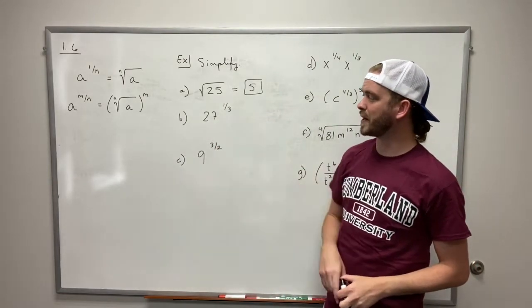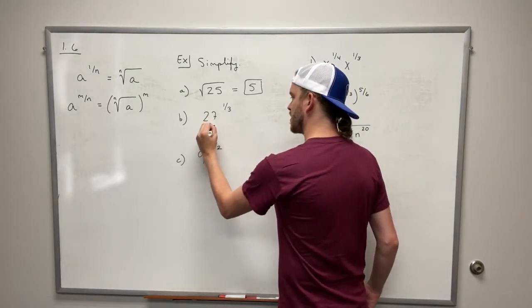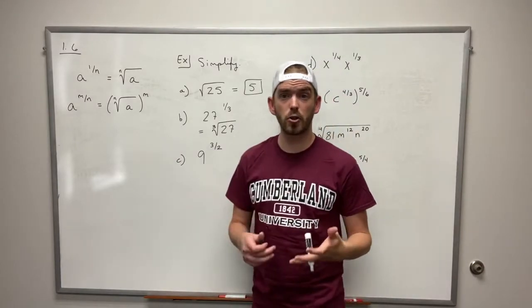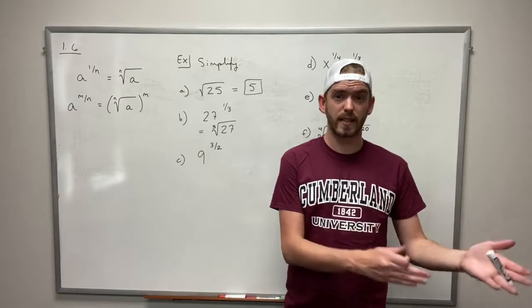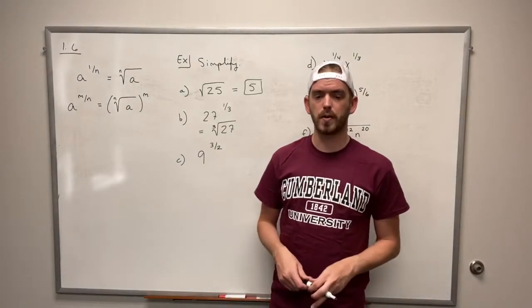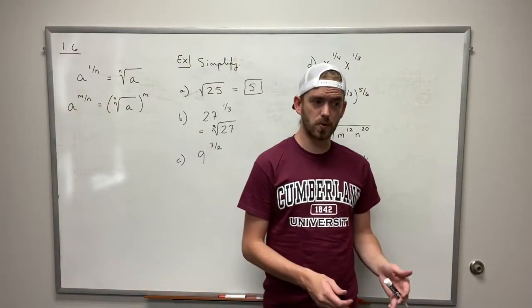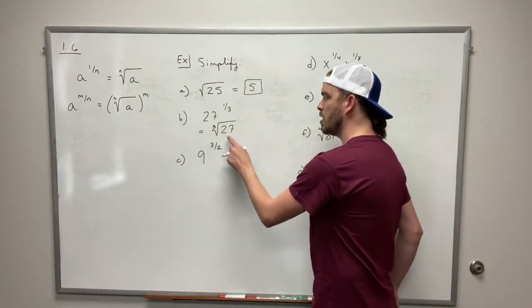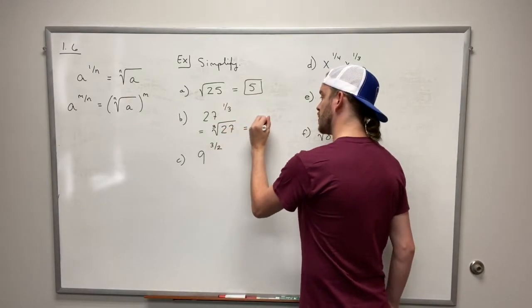We have 27 to the 1/3. This can be written as the cube root of 27. So you're looking for a number that multiplies by itself 3 times to get to 27. Well, we can start off with 1 times 1 times 1, that's just 1. 2 times 2 times 2 gives us 8. 3 times 3 is 9. 9 times 3 is 27. So that's what we're looking for. So the cube root of 27 is 3.